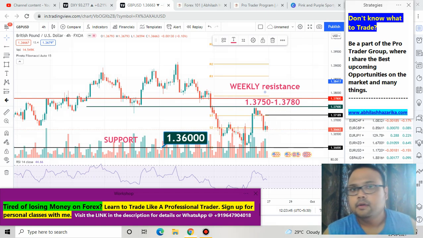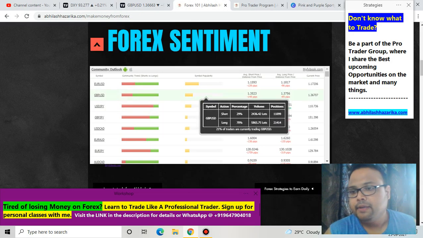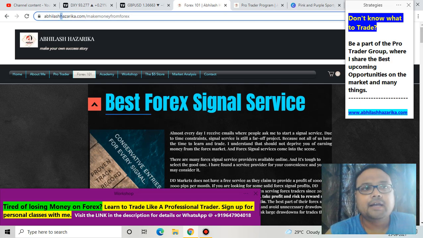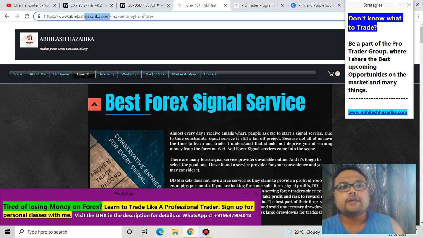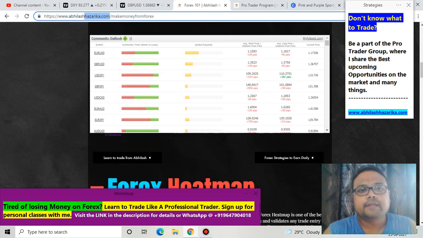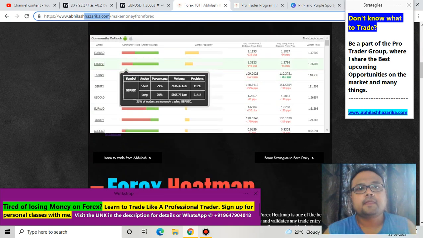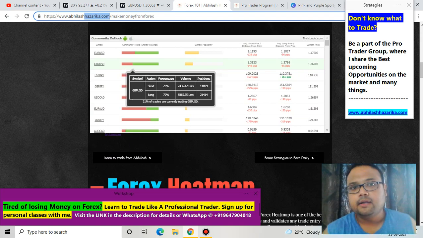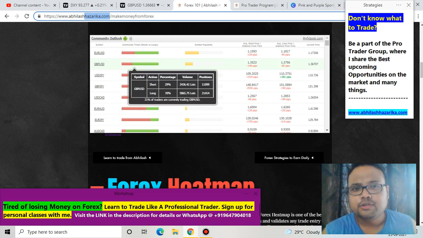Clear? And if we look at the Forex sentiment meter here, you'll find it on my website, avilashhazarika.com, under Forex 101 section. In the Forex sentiment meter, you can see that 70% retail traders have taken short position, and 29% retail traders have taken short position. Again, I'm mistaking. 29% have taken short position and 70% have taken long position.